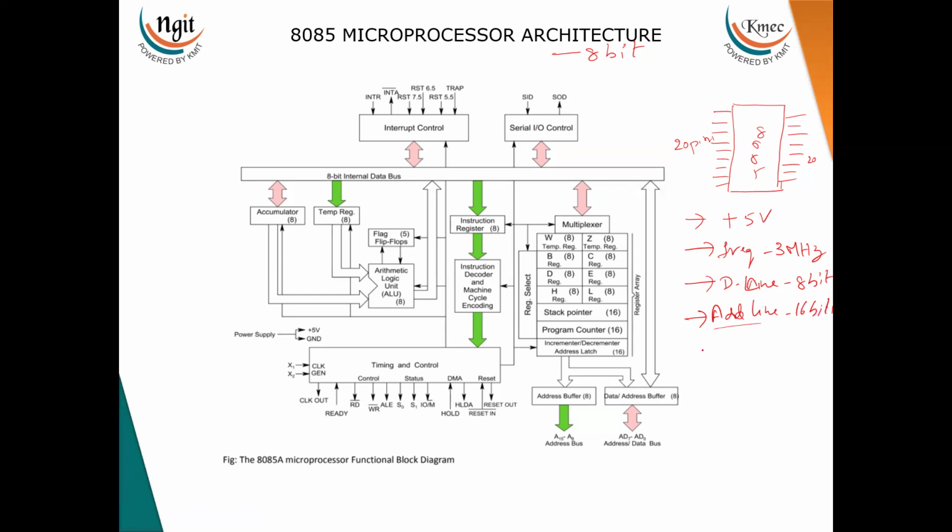So if the address lines are 16-bit, means what? Memory size is how much? Memory size is equal to 2 to the power of 16. That is nothing but 64 kilobytes memory size. Now these are a few features of the 8085 microprocessor.